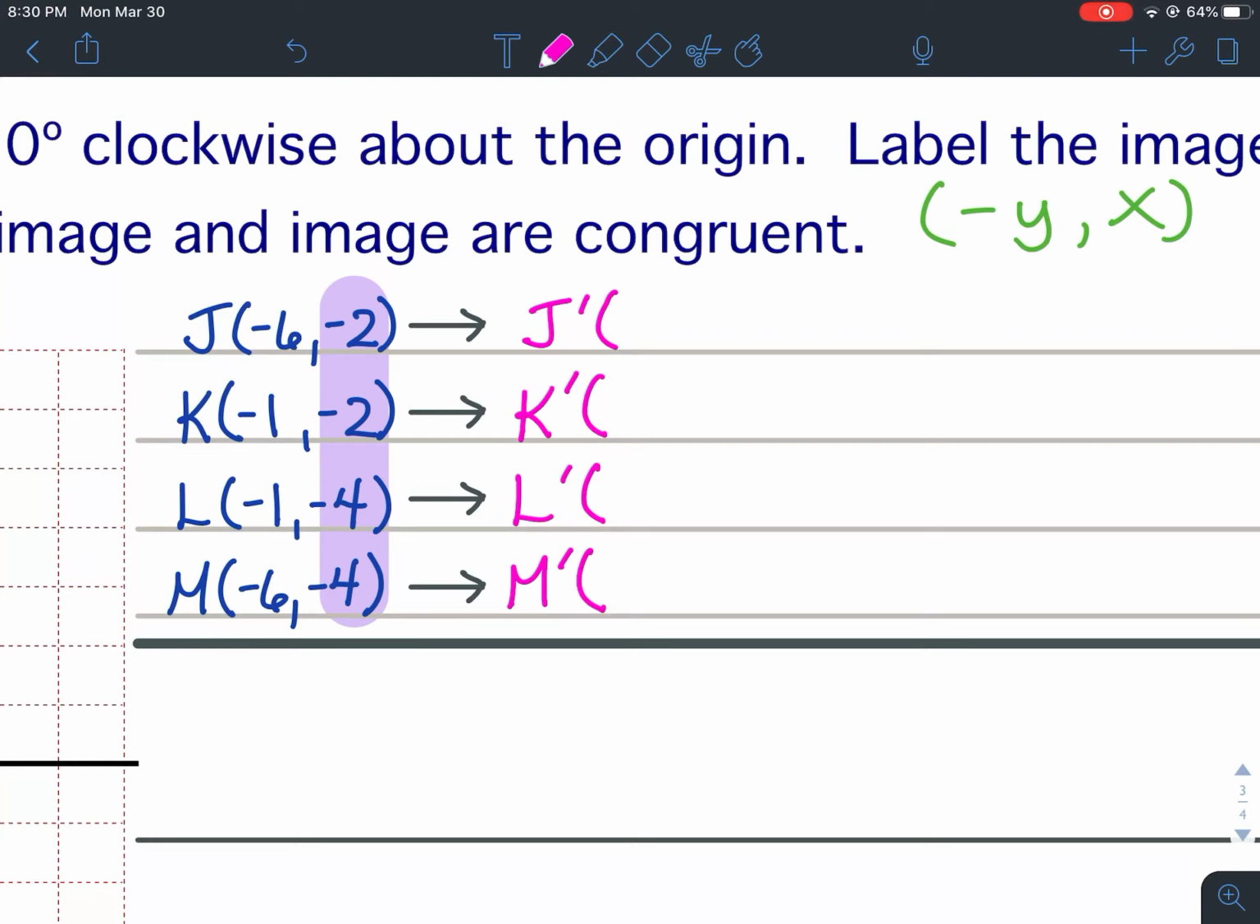So for J prime, the negative 2 will become positive 2. For K prime, the negative 2 will become positive 2. For L prime, the negative 4 will become positive 4. For M prime, the negative 4 will become positive 4.